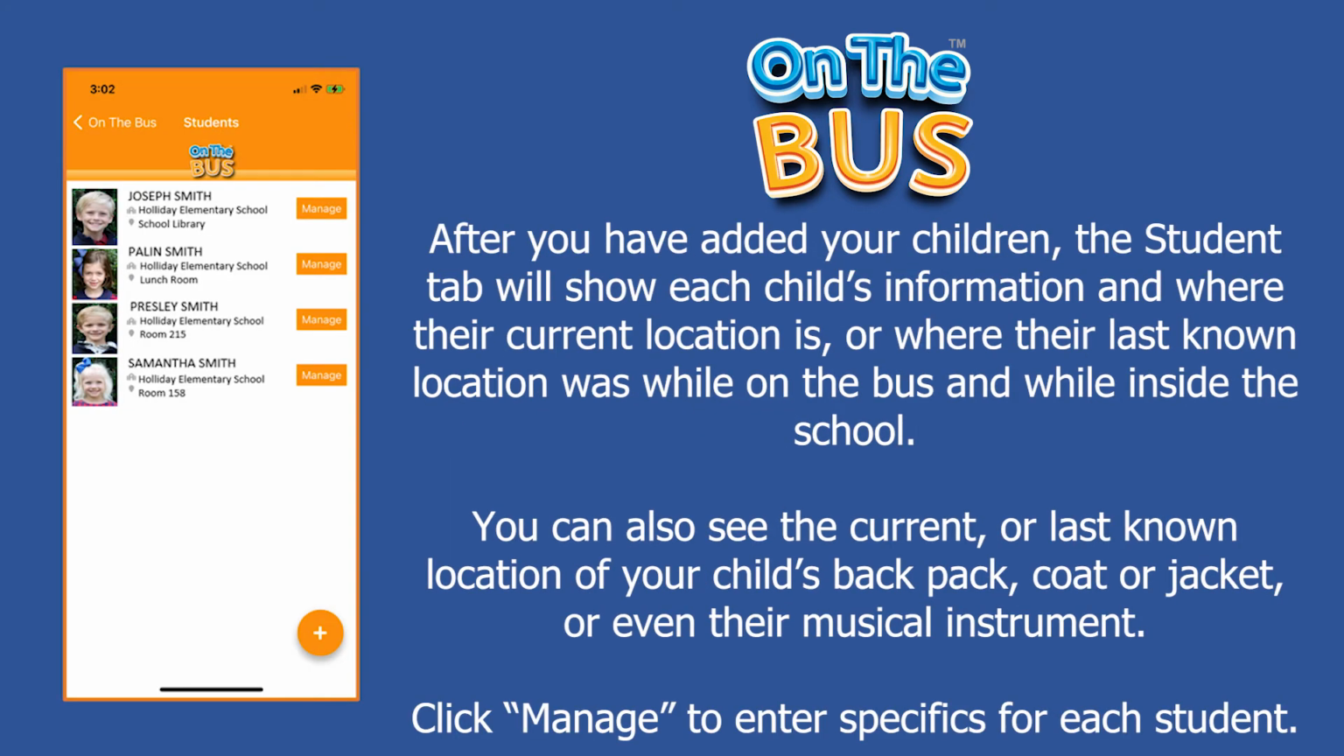After you have added your children, the Student tab will show each child's information and where their current location is, or where their last known location was while on the bus and while inside the school. You can also see the current or last known location of your child's backpack, coat or jacket, or even their musical instrument. Click Manage to enter specifics for each student.